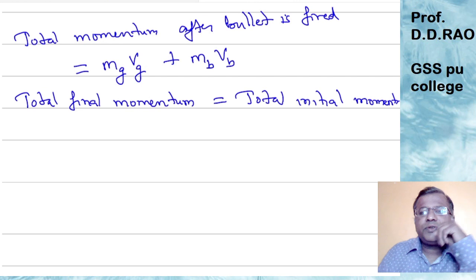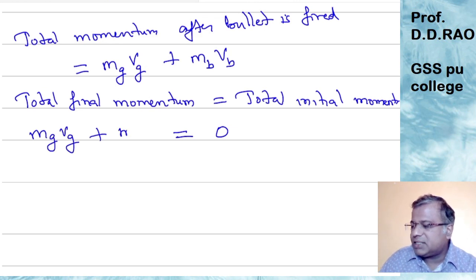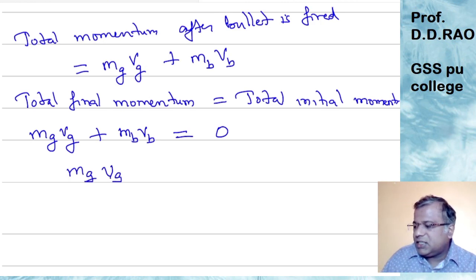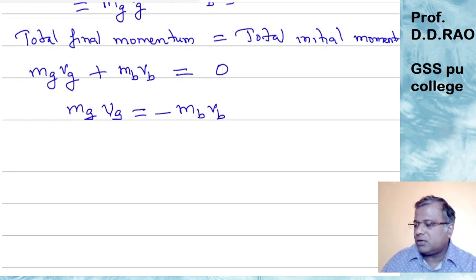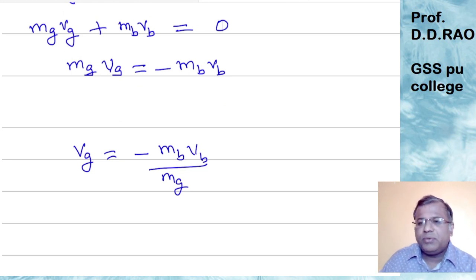Okay. Now tell me, what was the total initial momentum? The total initial momentum was 0 and the final momentum is mgvg plus mbvb. Okay. Now, what does it basically mean? mgvg is equal to minus mbvb, or vg equal to minus mbvb divided by mg. Okay. So this is the formula for recoil.